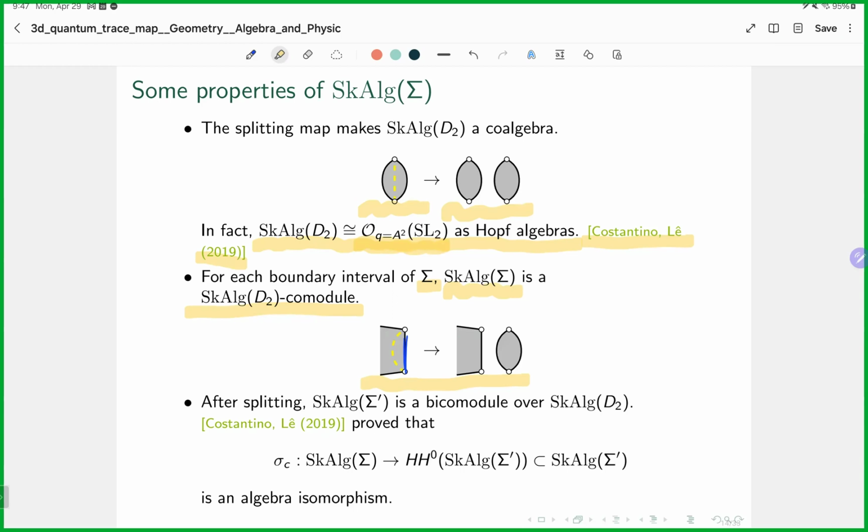So here, skein algebra of sigma is the relative one? Every time in this talk, when I say skein algebra or skein module, unless stated otherwise, it's going to be the relative version. It's going to be the stated skein modules, which is the relative version, the one spanned by tangles rather than links.